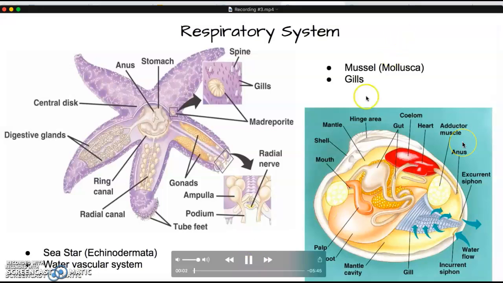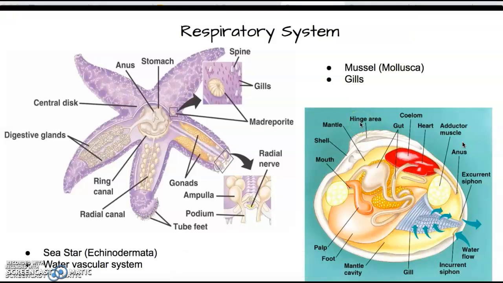Okay, so today I'm going to be going over the respiratory system for three different types of phyla. First, I'm going to talk about the sea star, which is part of the phyla Echinodermata. And then I'm also going to talk about the mussel, which is part of the phyla Mollusca. For these two organisms, I put them on the same page so we can compare and contrast. They are very similar in that they both use water for their means of gas exchange.